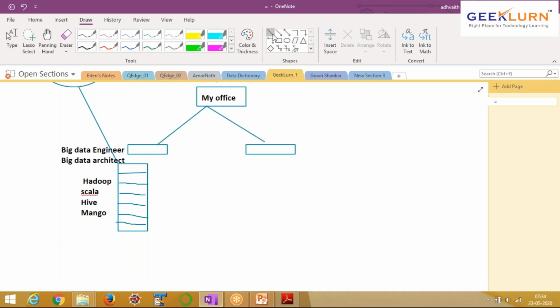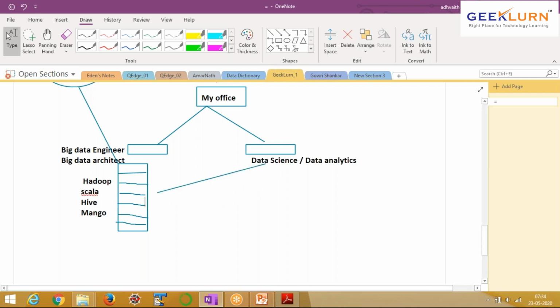Let me complete this one, then I'll take up another point. And from here, another team will be there: data science, or what people also call data analytics. So what will this team do? They will collect the data, and they will start analysis. Then they will come up with some conclusion or solution, however you take it, and they'll derive something here.